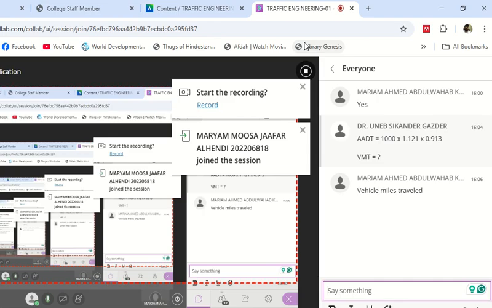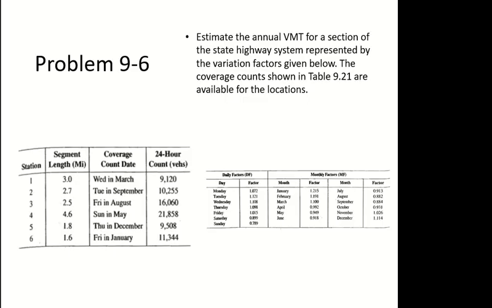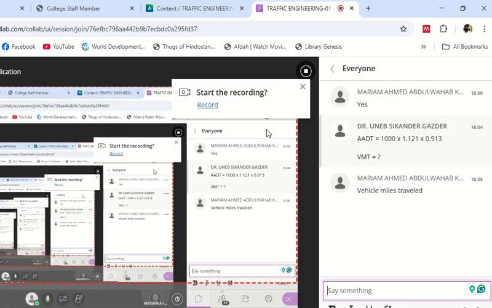Vehicle miles traveled, yes. So we will multiply the volume with the length. If you see here, the volume is given here for 24 hours, and the length is also given. If I multiply this volume with this length, it gives me the VMT for Wednesday in March. But I need the VMT of the whole year. I need annual VMT. Annual VMT will come from annual volume. So what is annual volume? The average of annual volume is ADT.